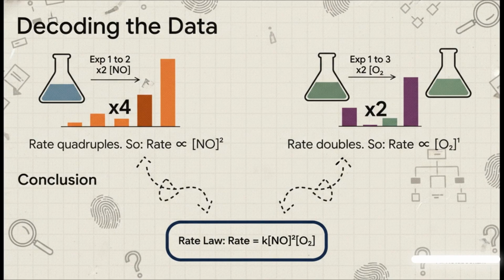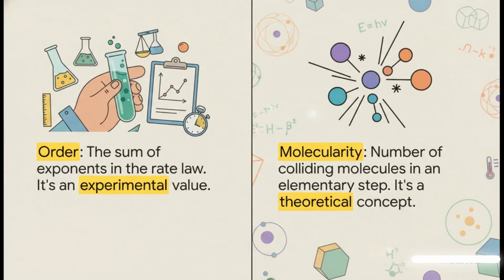We found our rate law, proven by experiment. This is a perfect moment to clear something up that trips a lot of people up. The order of a reaction, that's what we just found. It's the sum of those exponents we discovered in the experiment. But molecularity is totally different. That's a theoretical idea about how many molecules are actually bumping into each other in a single tiny step of the reaction. So one is measured in the lab, the other is a theory. They're not the same thing.